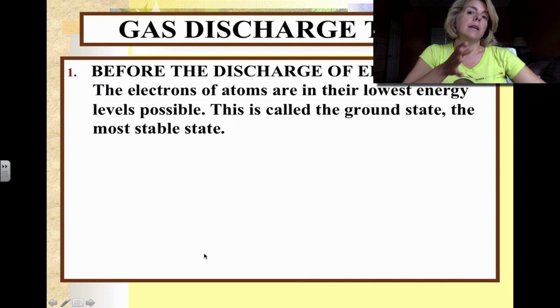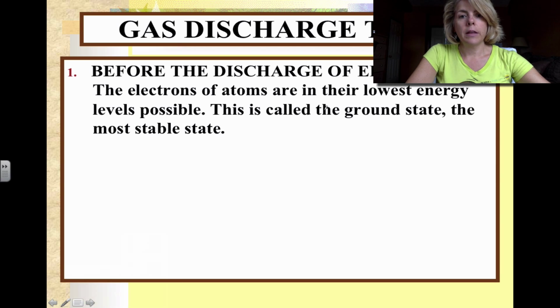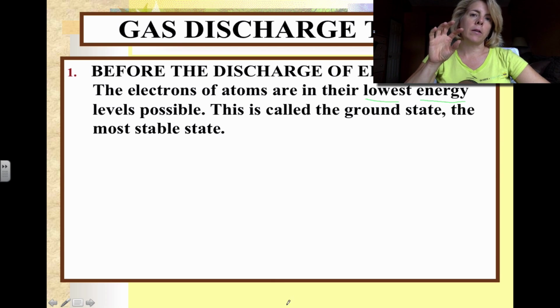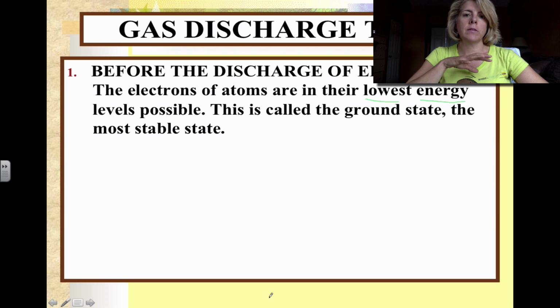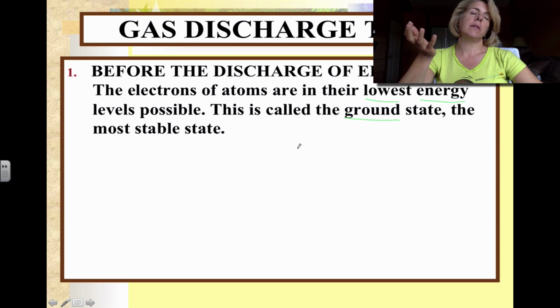Okay, now what's happening in the discharge tube? So before we see the color, what essentially is happening is the electrons are in their lowest energy state. So remember how we had the Bohr model of the atom? We saw the outer orbits from outside the nucleus. We know that the electrons occupy space outside the nucleus. And when we do not see color, we know that these electrons are in their lowest energy state. And the lowest energy state typically is called the ground state. So whenever you hear the ground state, that means the electrons are in their lowest energy level.